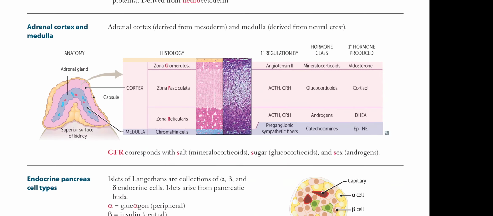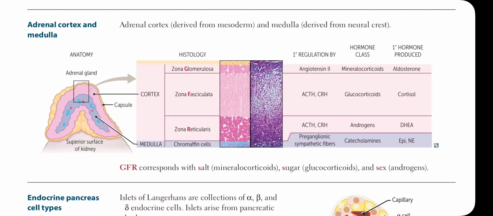So now let's talk about the histology part of it. Histology says that it is divided into cortex and medulla. The cortex is divided into three things: zona glomerulosa, zona fasciculata, and zona reticularis. Even before we go to the other words, let's look at this little mnemonic at the bottom of the picture, which says GFR responds with salt, sugar, and sex. So GFR responds with salt, sugar, and sex, which means we are going to relate the GFR letters to these three things: salt, sugar, and sex.